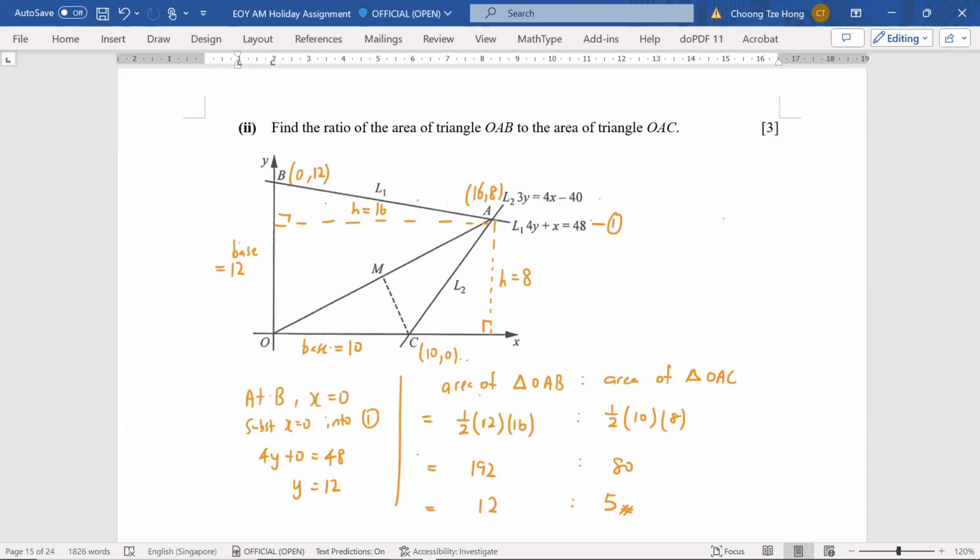In this question, since we know the coordinates of a lot of points, in fact we could find the coordinates of every single point, so it's easy to use half times base times height. So this is the solution for this particular question.